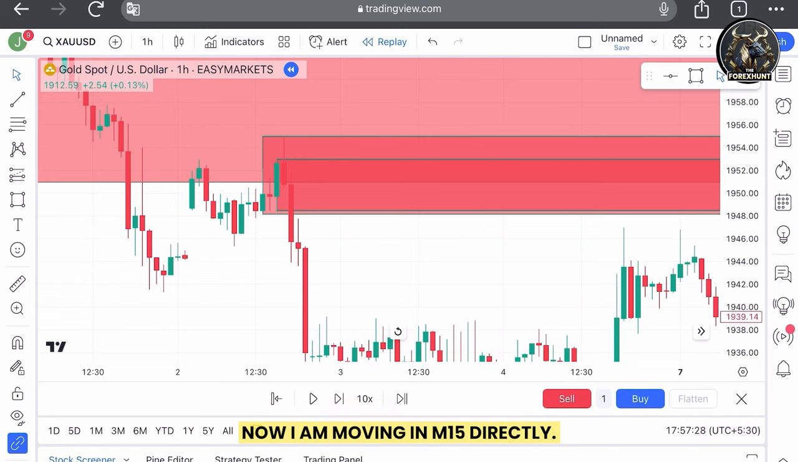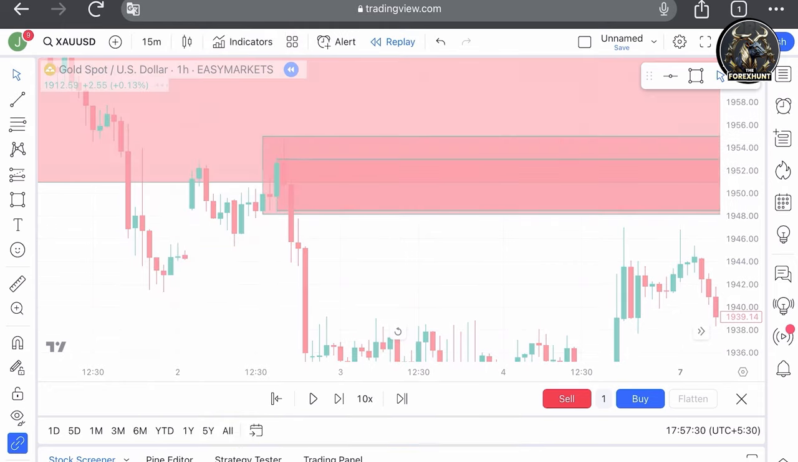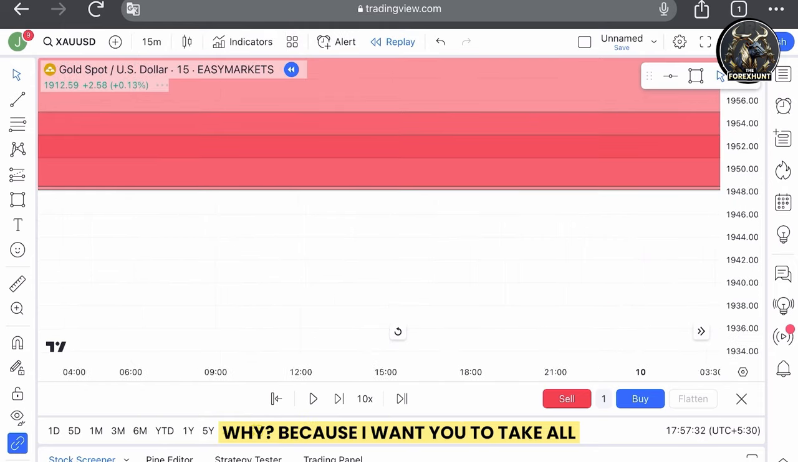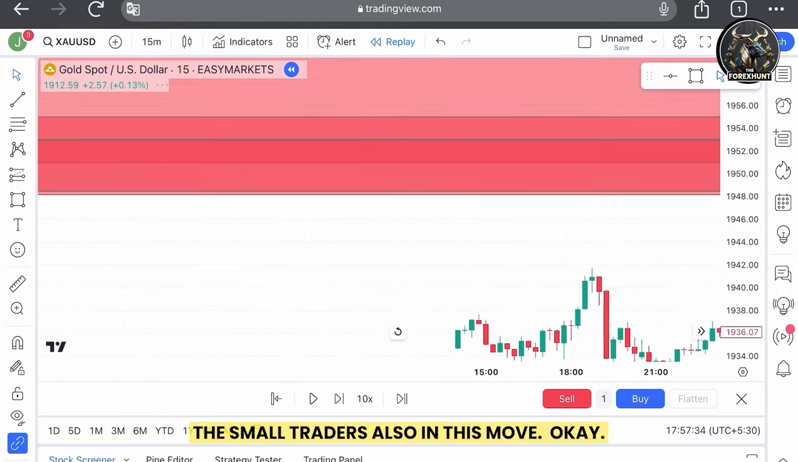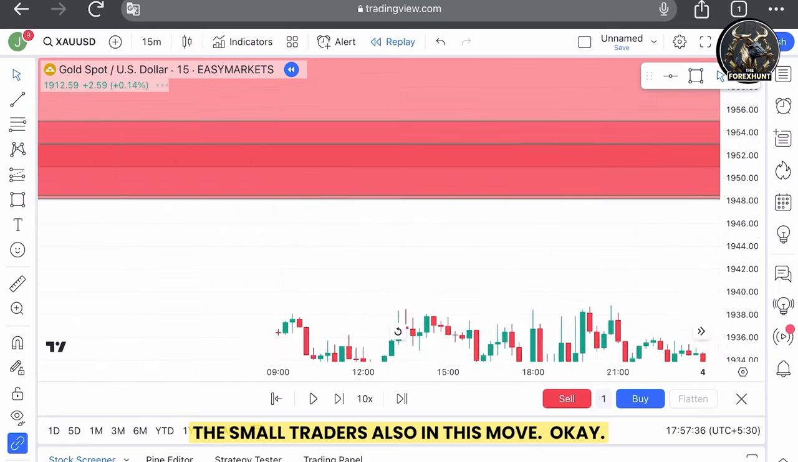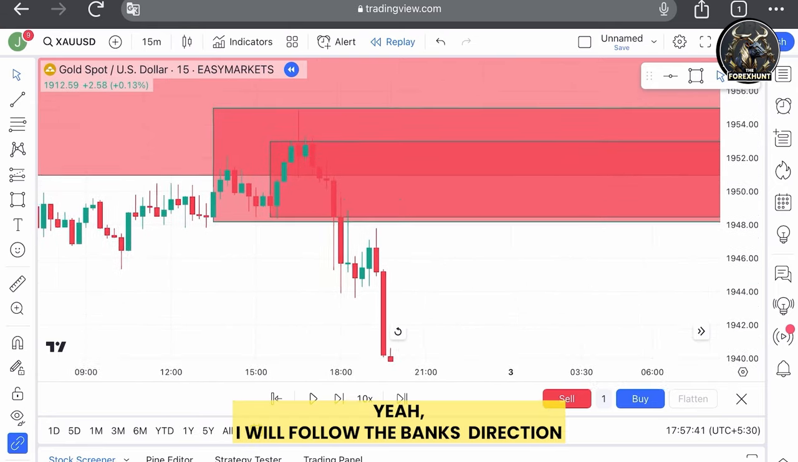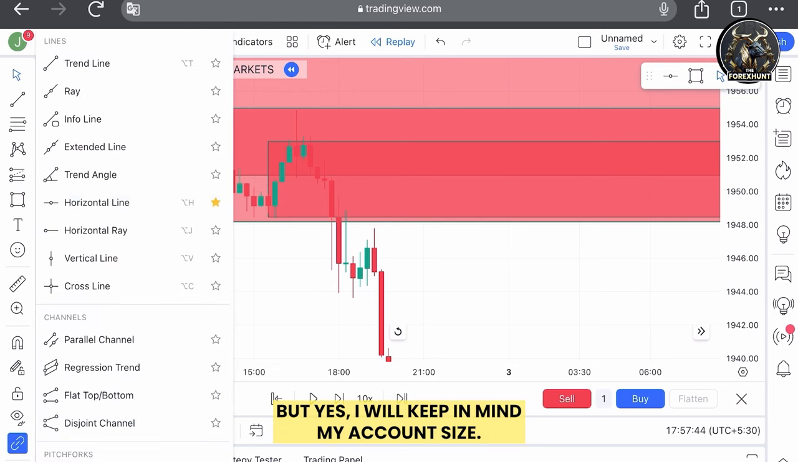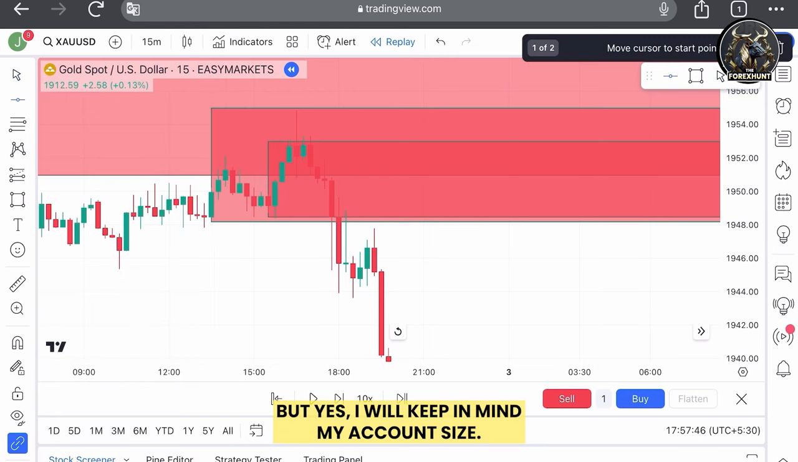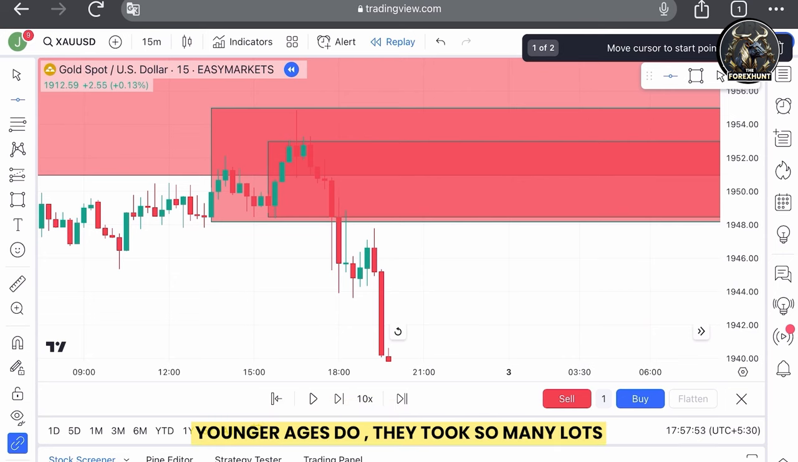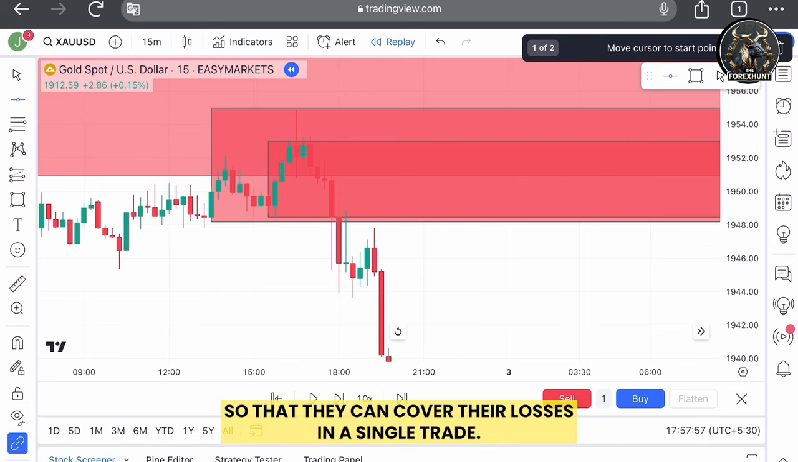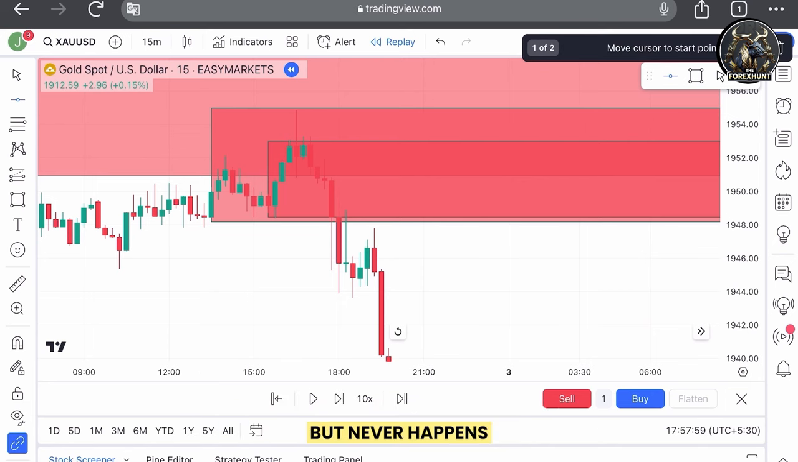Now I am moving directly to M15. Why? Because I wanted to take all the smaller traders also in this move. I'm not going with only banks. Yes, I will follow the banks' direction, but I will keep in mind my account size. This is the mistake which every trader makes in their younger days: they take so many lots so that they can cover their losses in a single trade, but that never happens.